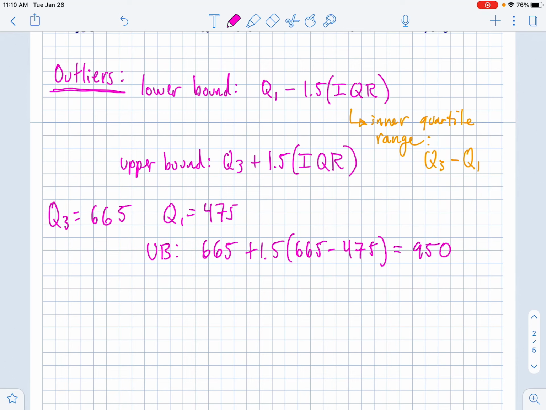That means any data point above 950 would be considered an outlier for the cheeseburger data. But there's also numbers that could be too low for the cheeseburger data and be considered an outlier, but they have to be below the lower bound. So I also have to compute the lower bound, which is 475 minus 1.5 times the inner quartile range.